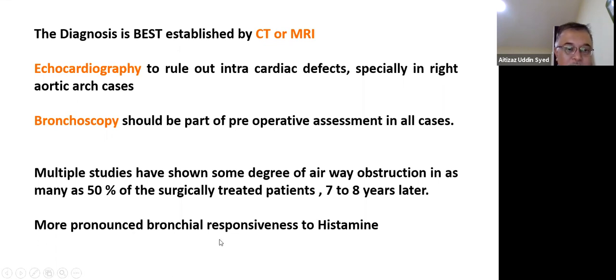It has also been noticed that they have more pronounced bronchial responsiveness to histamine. So their pulmonary circulation, their bronchoalveolar system is more sensitive and more reactive. They are like asthmatic. So this is an association. Though you treat an anatomical ring or sling or whatever it was, they can still have respiratory symptoms.